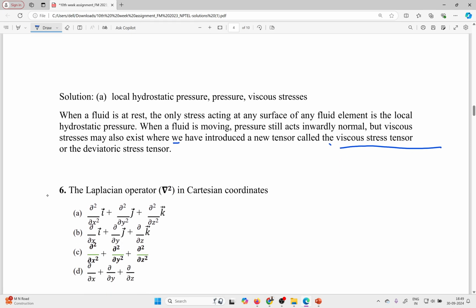Now moving ahead with question number 6. Question number 6 is about a very simple thing. The Laplacian operator in Cartesian coordinates. So we are talking about the Laplace operator in terms of Cartesian coordinates. Just for the sake of understanding, this is the x direction, this is the y direction, and this is the z direction. This represents your i cap, this represents your j cap, this represents your k cap. Now I want to know from your side what should be the value of this Laplacian operator in the Cartesian coordinate system.